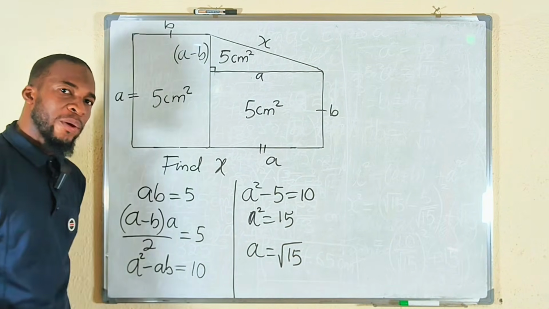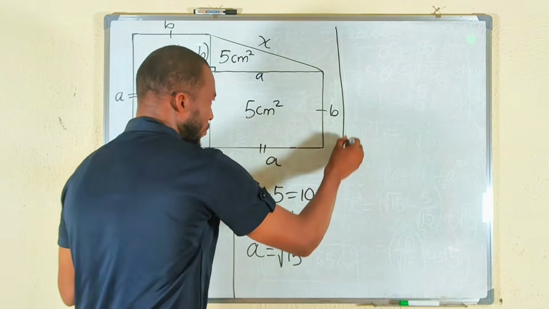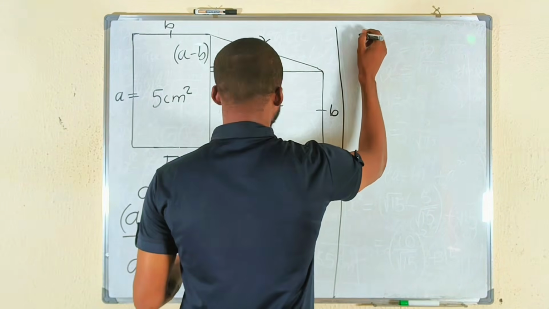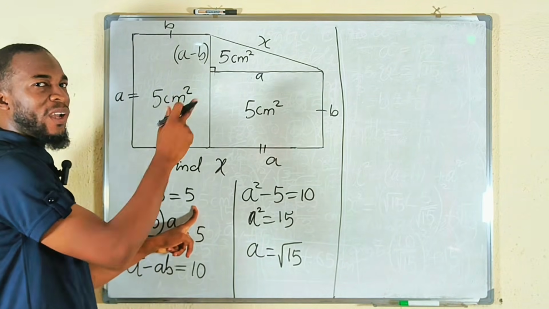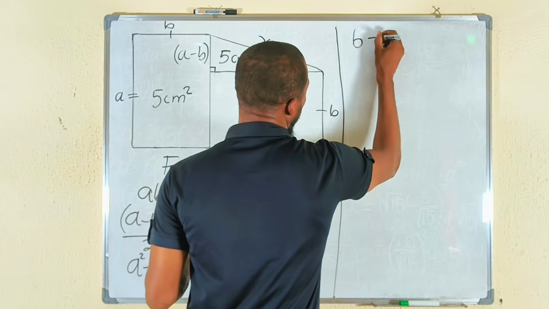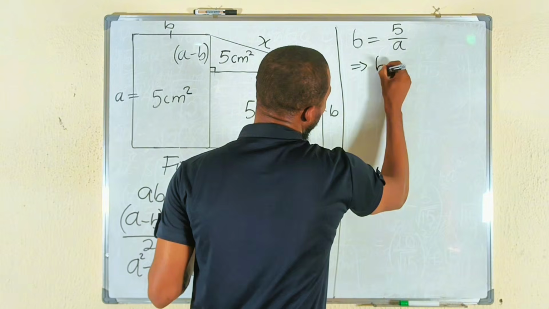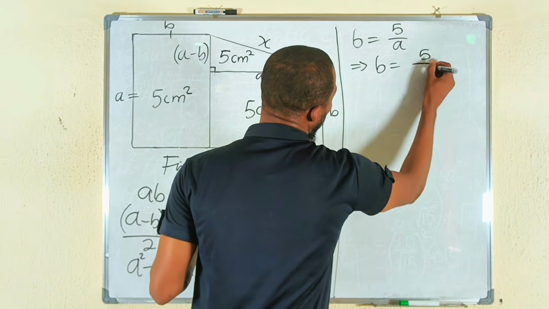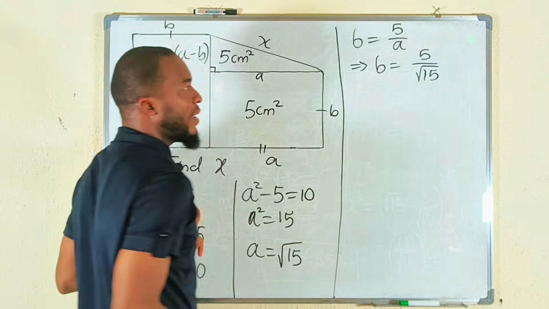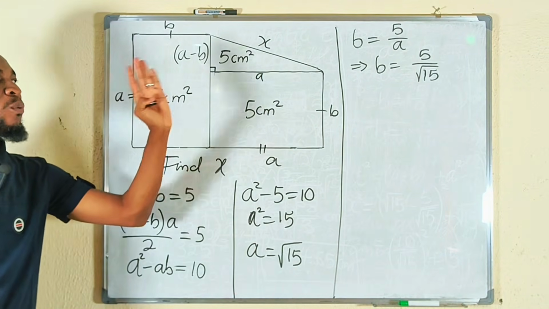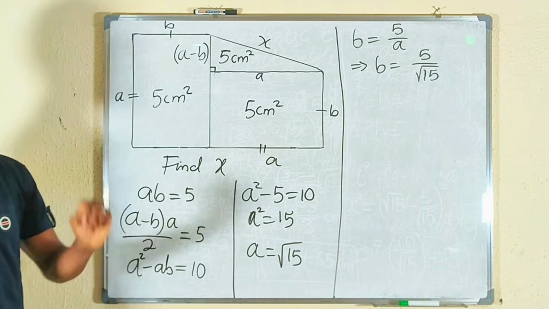If A is equal to the square root of 15, we can bring it back here to find the value of B. So let's do that. We have learned that A times B is equal to 5. Therefore, B must be equal to 5 divided by A, which implies that B is equal to 5 divided by the square root of 15, right? Because A is the square root of 15. So now that we have A, we have B. We can focus completely on the right triangle.